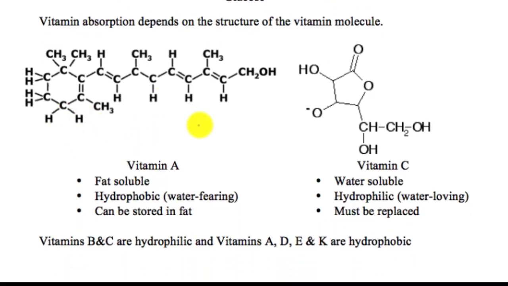Now let's take a look at vitamins. There are two types of vitamins out there: vitamins that will dissolve in water, and others that will not. Some are fat soluble, others are water soluble. If we look at the structural formula of vitamin A, look at this: a big long chain of hydrocarbons with just this itty bitty hydroxyl group on here.